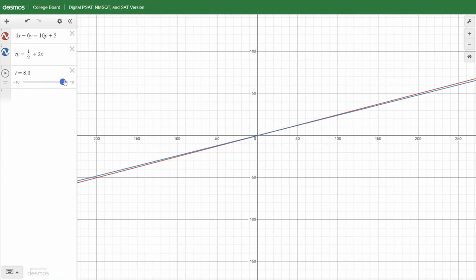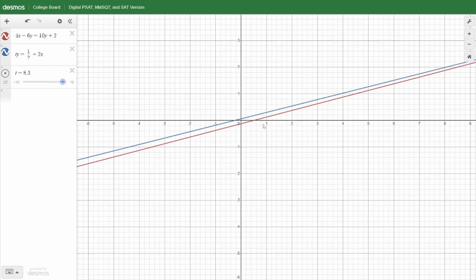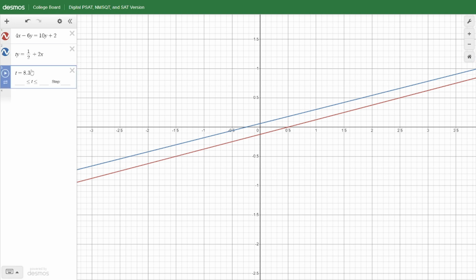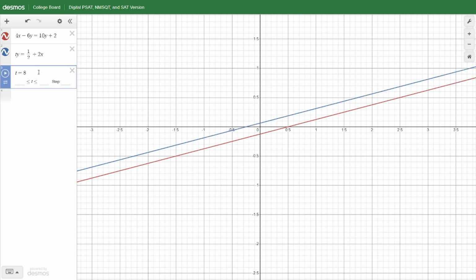Dang. Okay, hold on. Maybe I'm too zoomed out. I'm going to try whole numbers. 9. Okay, 9 definitely looks like it's getting smaller this side. 10. Okay, you can literally see 10 intersect right there. Okay, 8. I'm feeling good about 8.